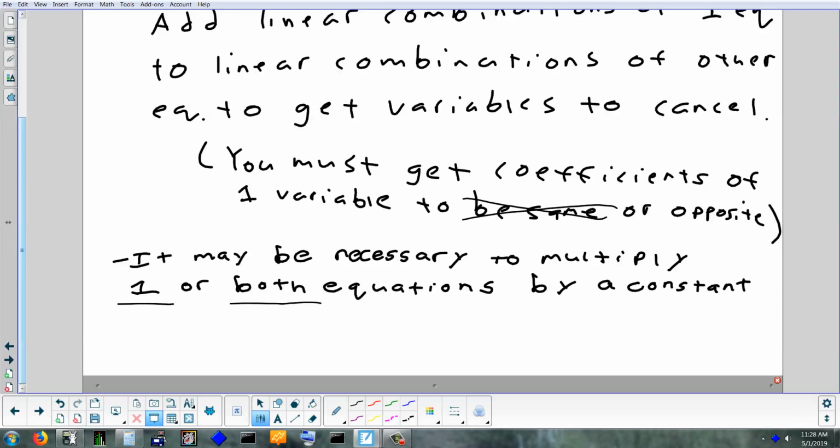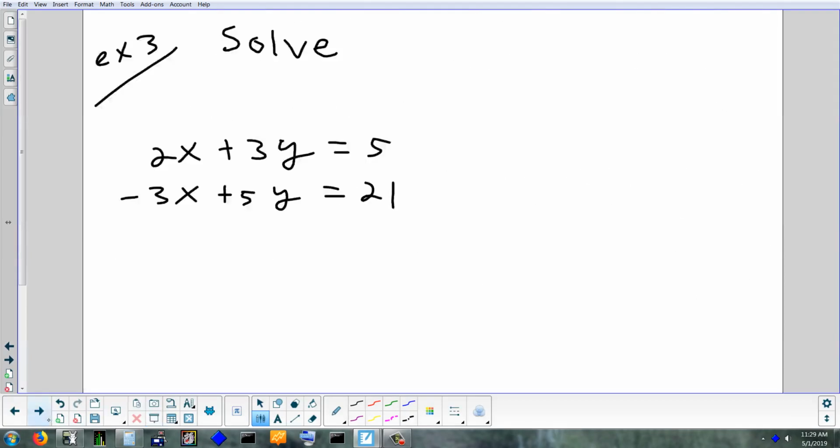So let's look at an example. All right, we're going to start out with one with 2 variables. When we get to 3 variables, it's a lot more steps, but it's the same thing. You just have to do it a lot of times. Okay, so here's our system.